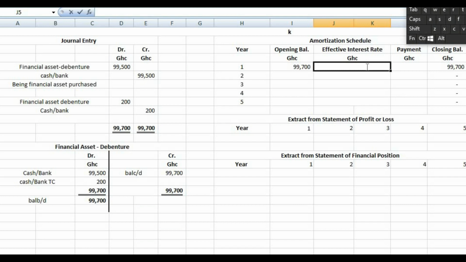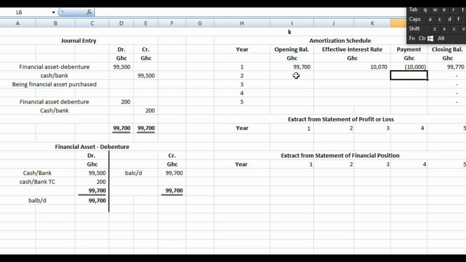So we are going to have 10,070. Actually, the figure is 10,069.7, so we just round it to the nearest whole number. That's 10,070, right? And our coupon is 10,000 throughout. So we are going to pay 10,000 every year until the last year, right? So at the end of the first year, we have 99,770 as the closing balance of the financial asset.